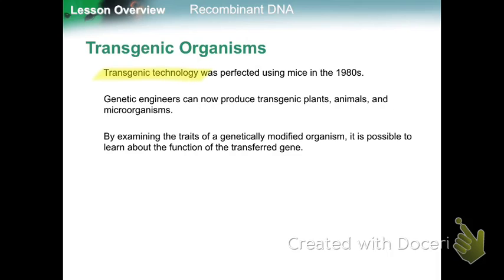Transgenic technology was first used on mice in the 1980s. Now transgenic organisms include plants, animals, and microorganisms. By examining the traits of a genetically modified organism, you can learn about the function of the transferred gene.